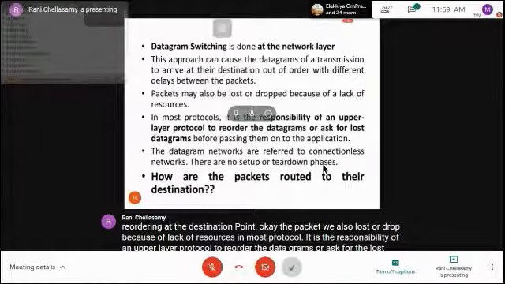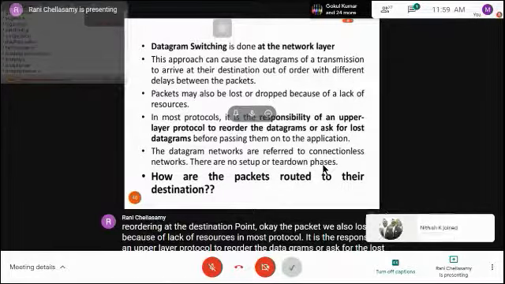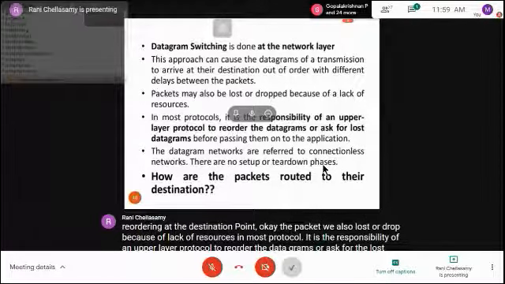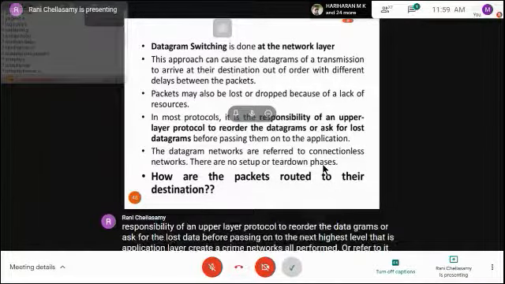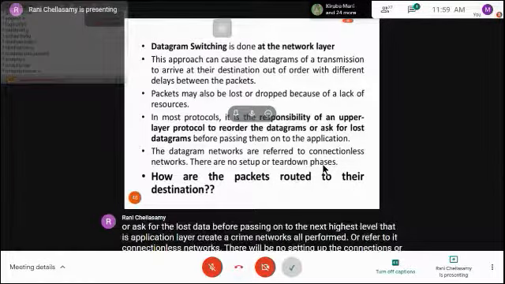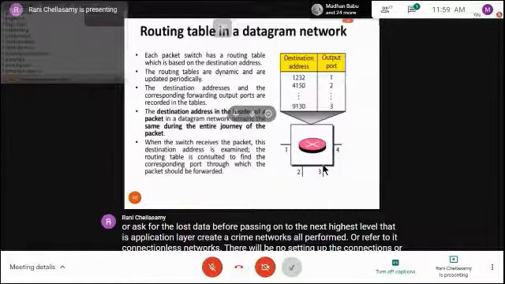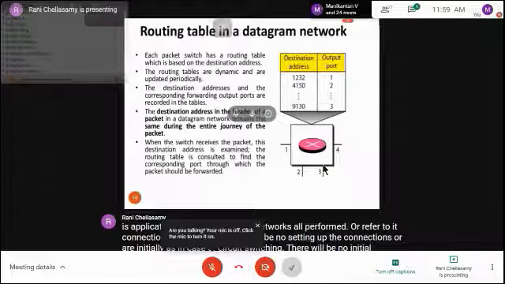Datagram networks are also referred to as connectionless networks. There will be no setting up of connections initially, as in the case of circuit switching. There will be no initial connection setup in datagram networks. So how are the packets forwarded to the destinations? How is data transmitted from source to destination?